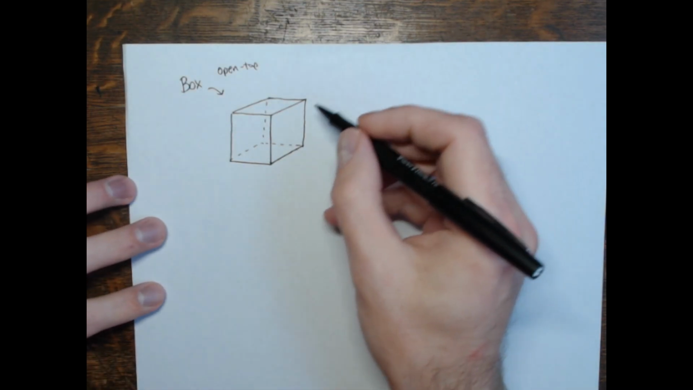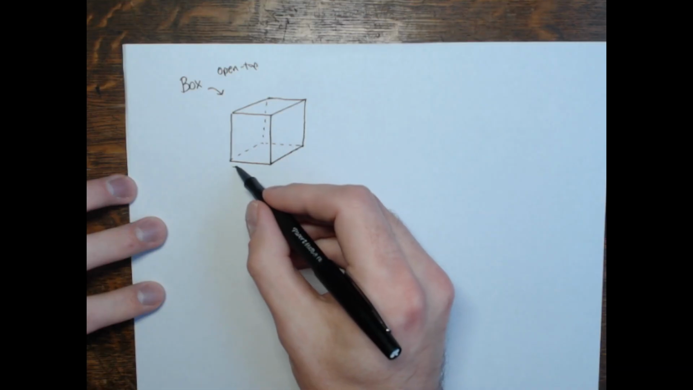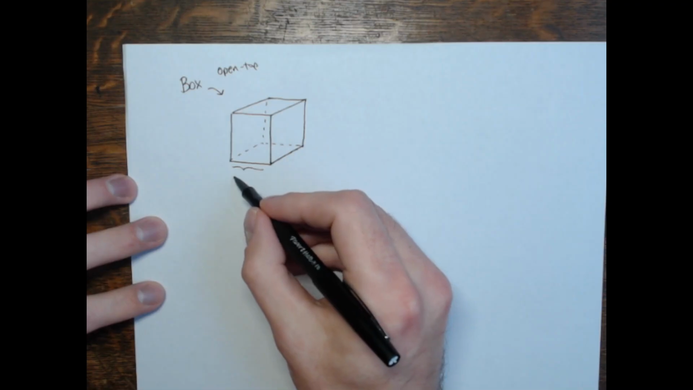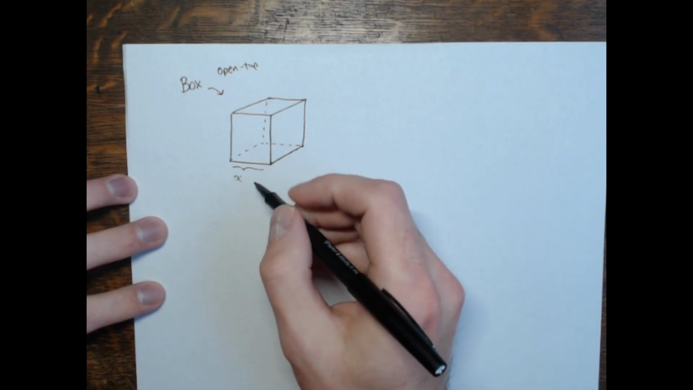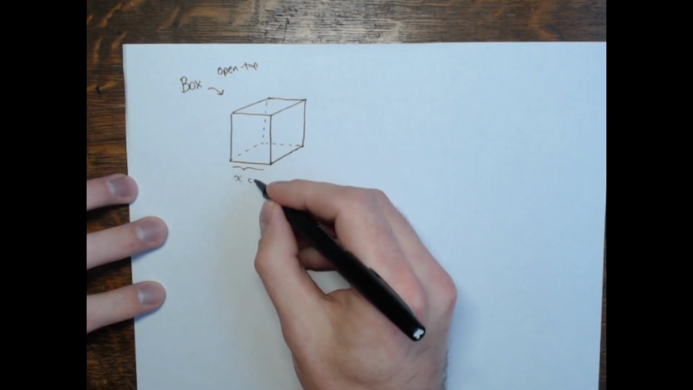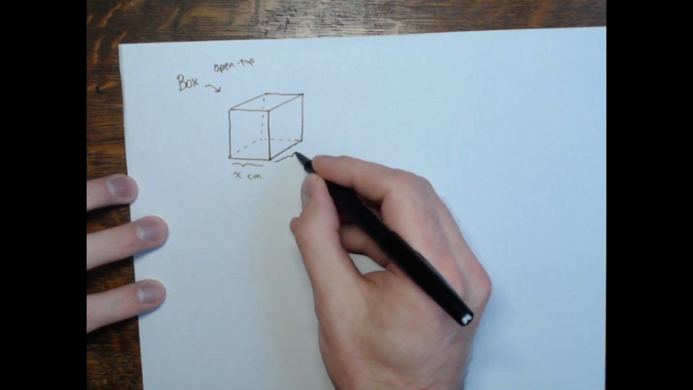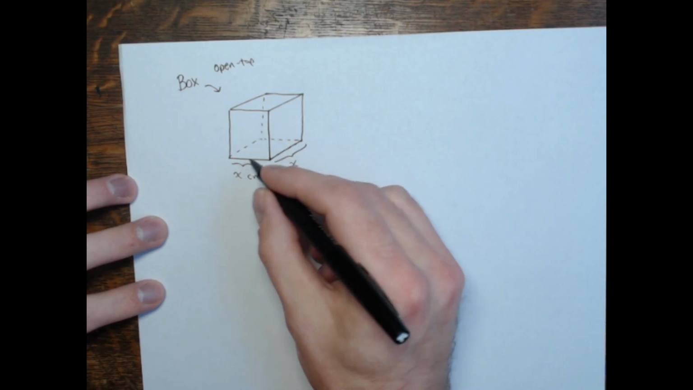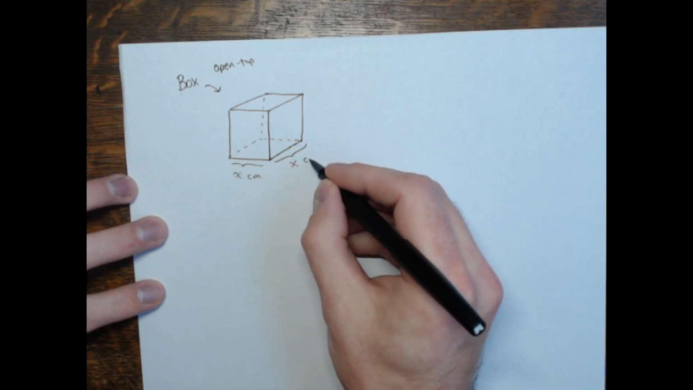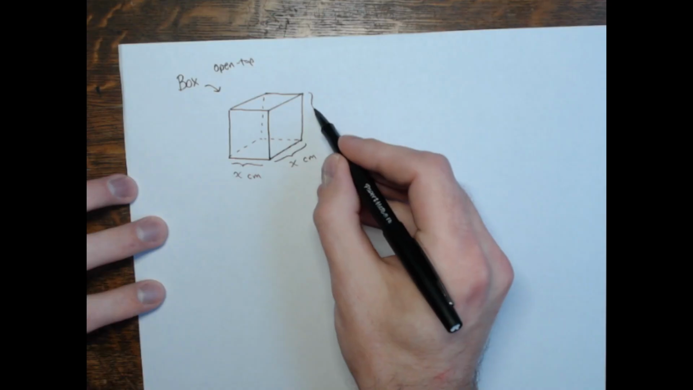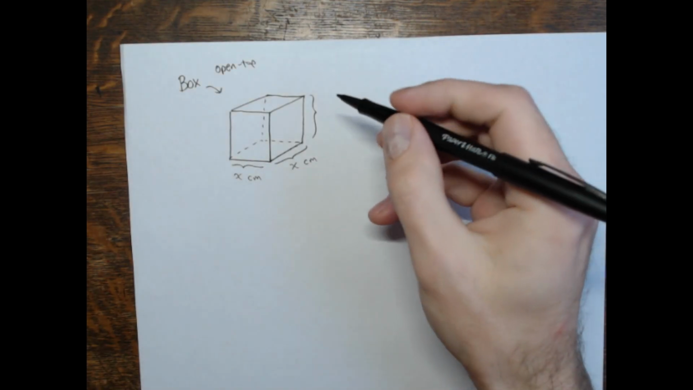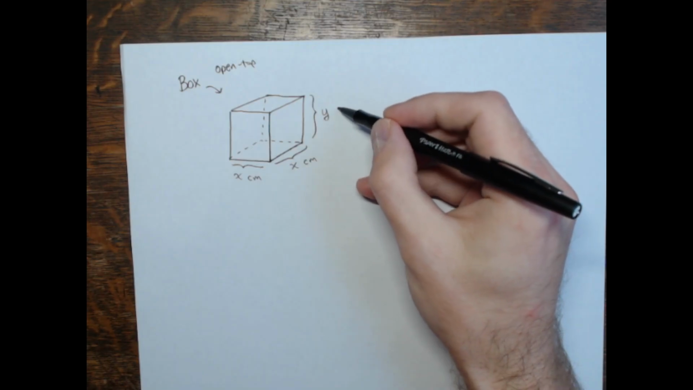Some information. That the side lengths of the base, they wanted us to call those x, and the volume was given in cubic centimeters, so this will be x centimeters. And it's a square base, so that means it's the same length on both sides of the base here, x centimeters by x centimeters. And then they told us also to call the height of the box y centimeters.